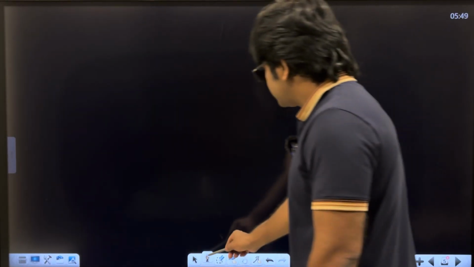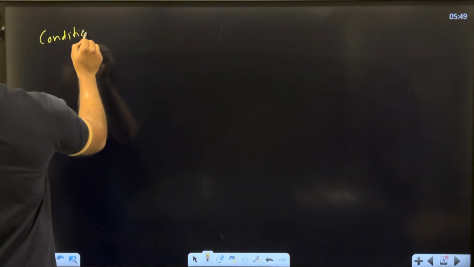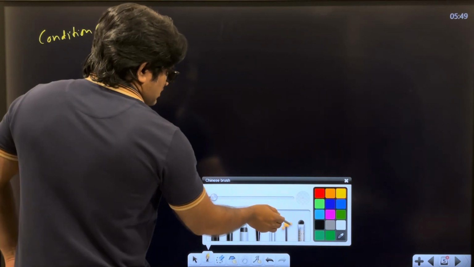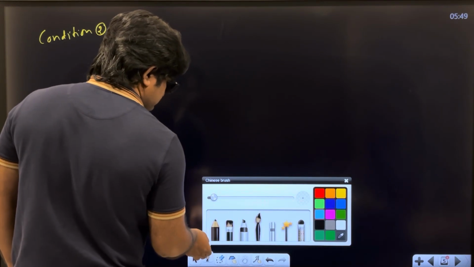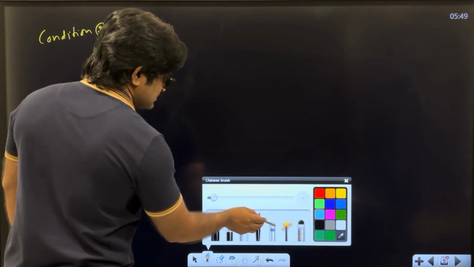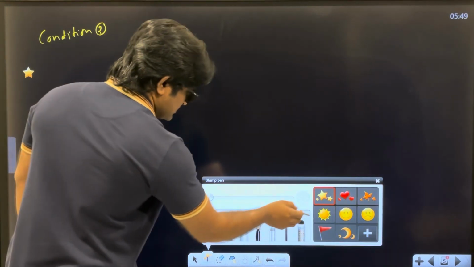Come to the second condition. Condition 2. What is the second condition? Yes, the second condition: proper substitution should be present.